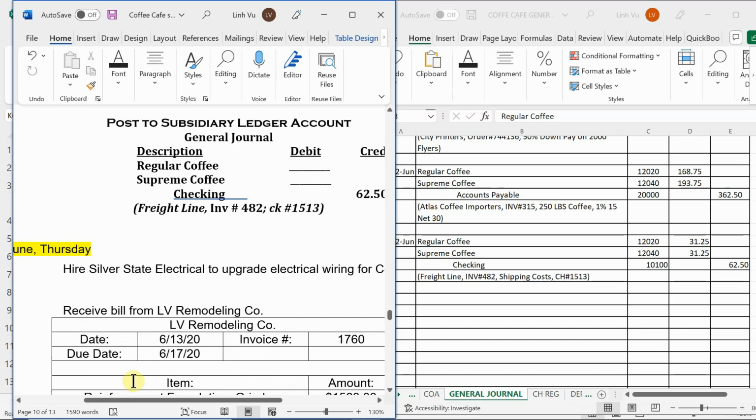Yes. Why? Why do we need to record that we hired Silver State Electrical for electrical wiring upgrading? Oh, not that part. No. Okay, so in this case, no. All we did was simply hire them. They haven't done the job, or we don't know if they have done the job, and we never received a bill or payment for a service being completed. So in this case, no transaction there.